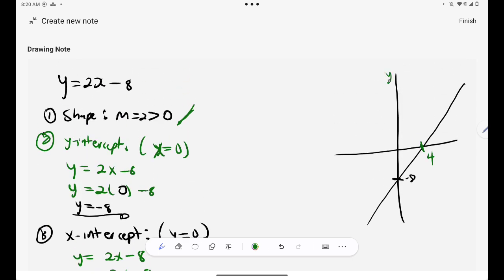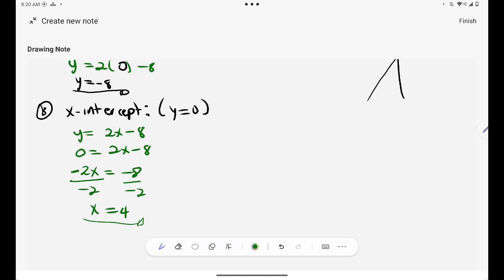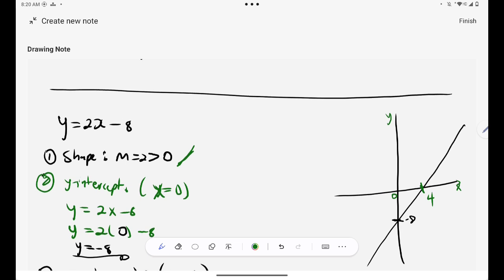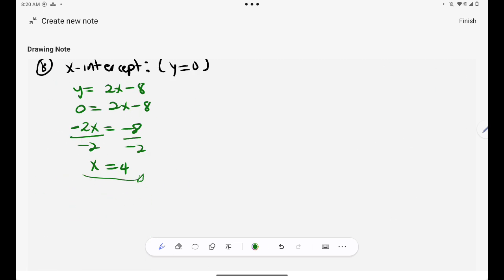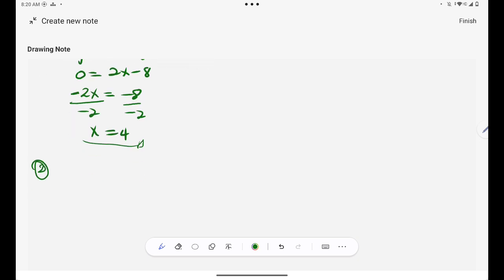And always, guys, label your axes. So after finding the x-intercept and the y-intercept, you can draw your graph. And our graph will look like this. Easy, right? Number 2, please pause the video and do this on your own.